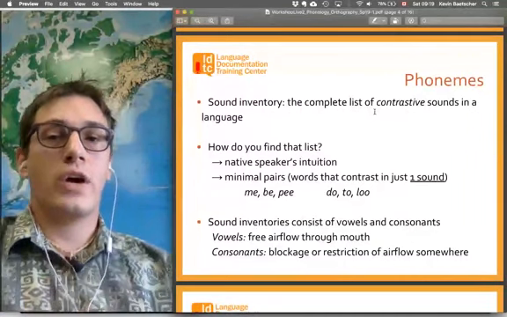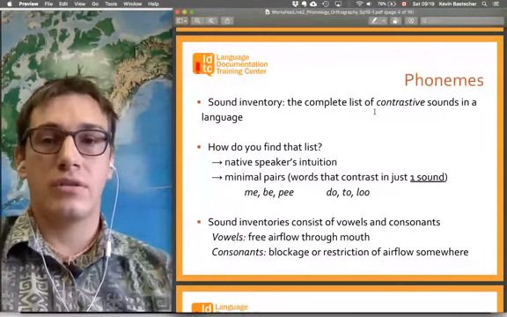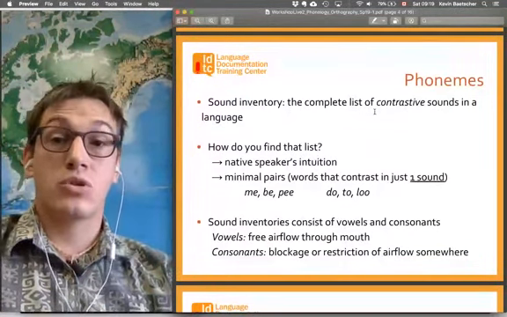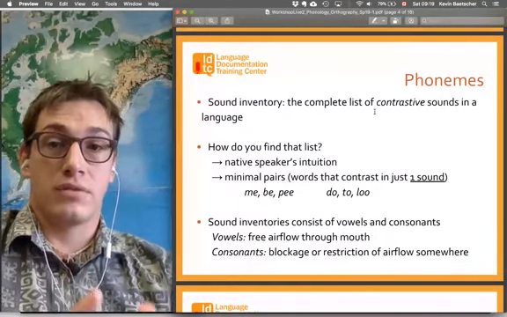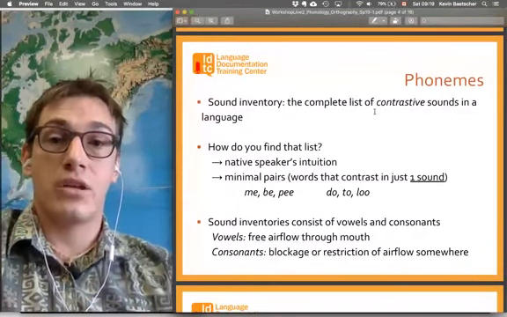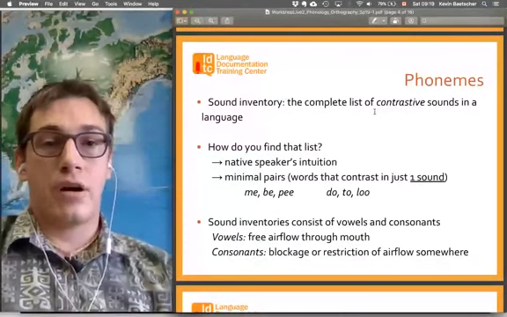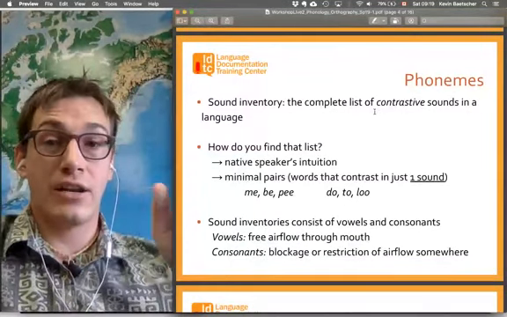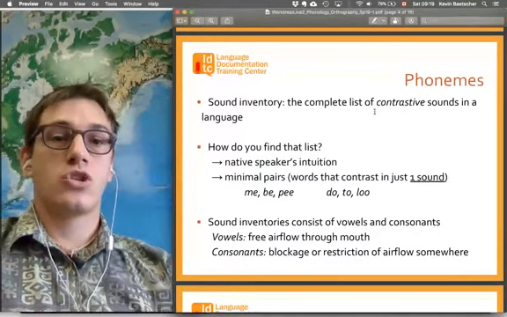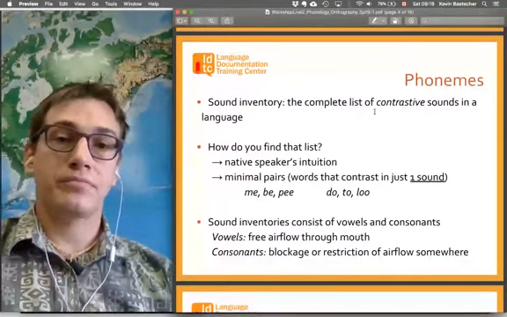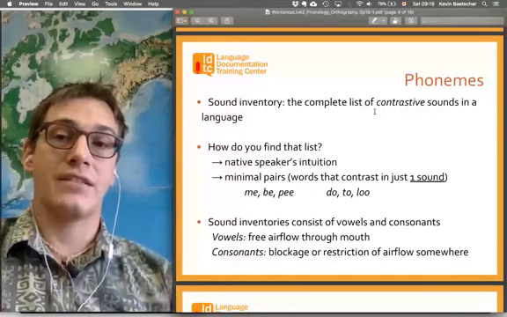But a very good way to actually pin it down and have some sort of proof that two sounds are really distinct from each other is using minimal pairs. Minimal pairs are pairs of words that contrast in only one sound. One minimal pair, for example, would be bat and pat, like I just said before.